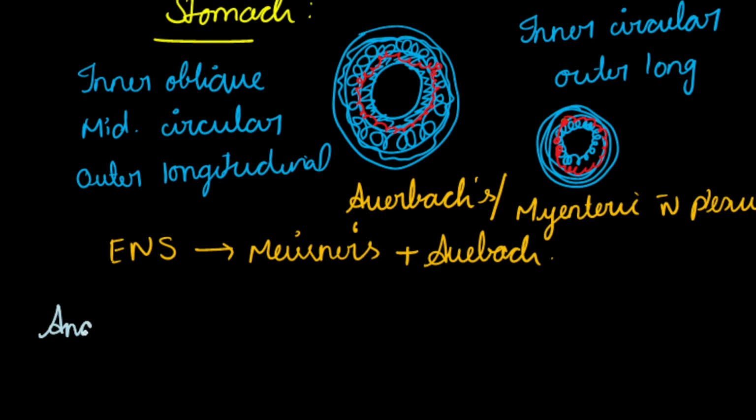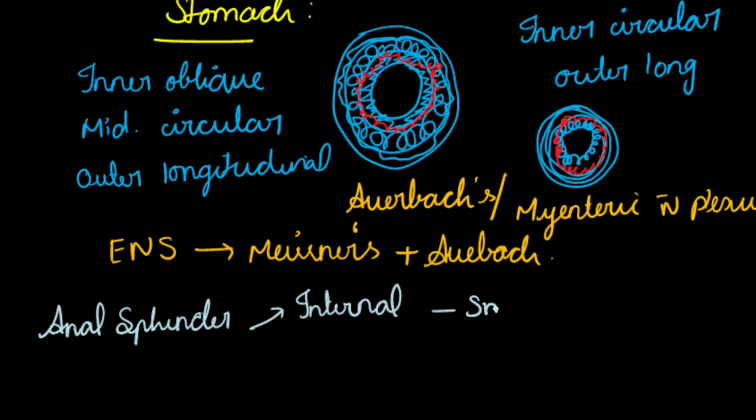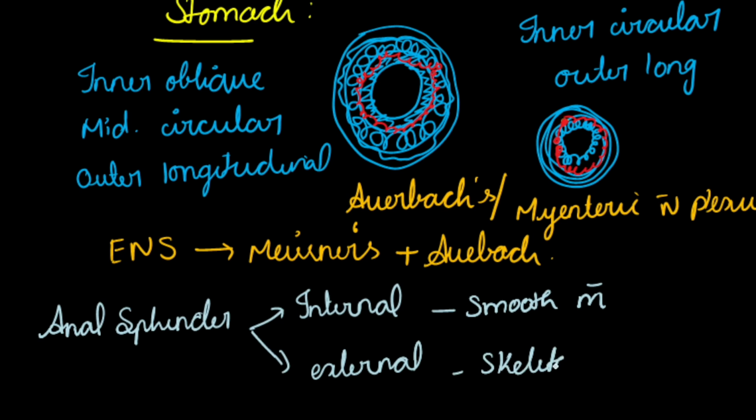In case of anal sphincter, the internal anal sphincter is made of smooth muscle, and the external anal sphincter is made of skeletal muscle.